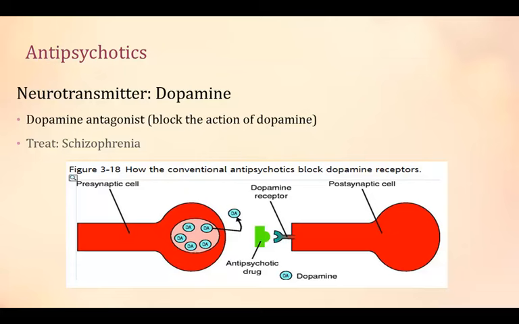Antipsychotics. So what antipsychotics do is they're targeting dopamine. They are blocking the action of dopamine, okay? So it's thought that overactivity of dopamine in certain areas of the brain may be responsible for some of the symptoms of schizophrenia. So by blocking dopamine, what we are doing is reducing those positive symptoms such as delusions and hallucinations in our schizophrenic patients.